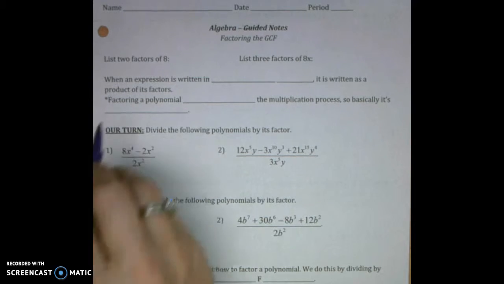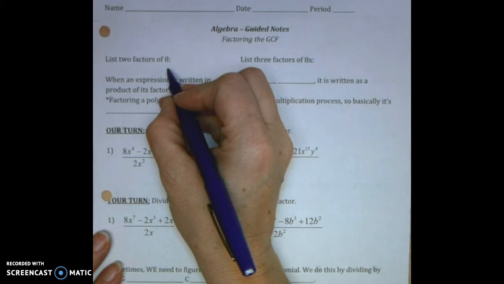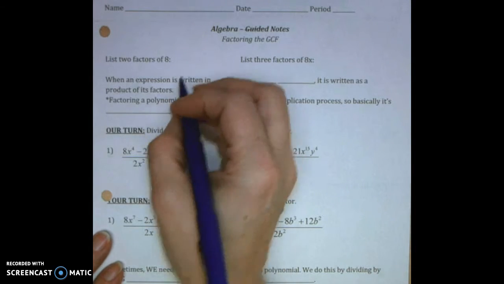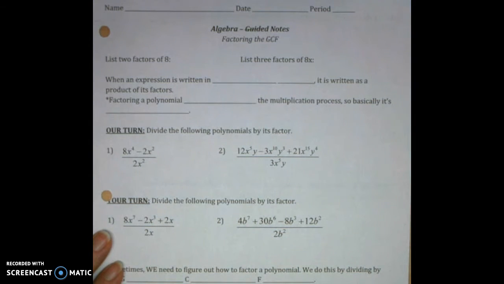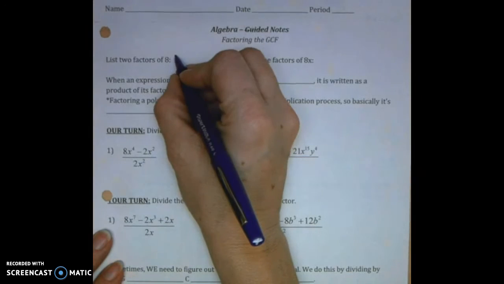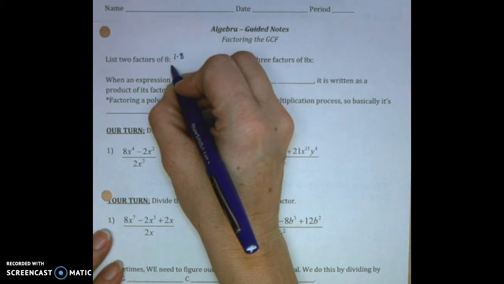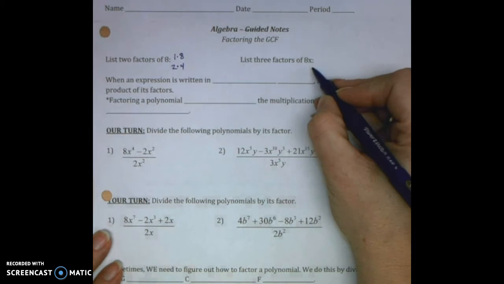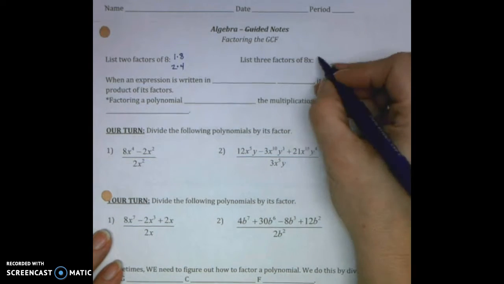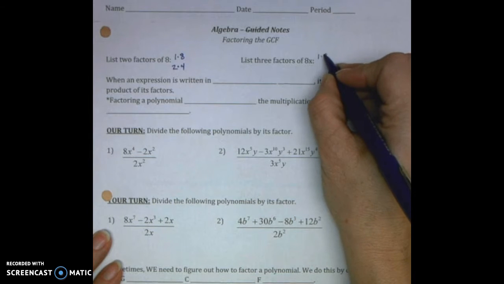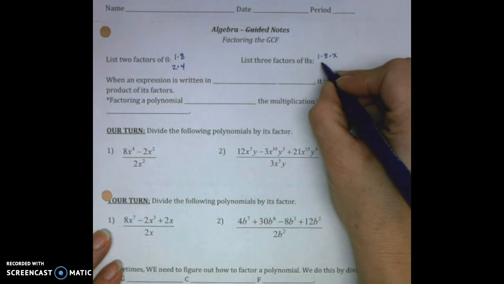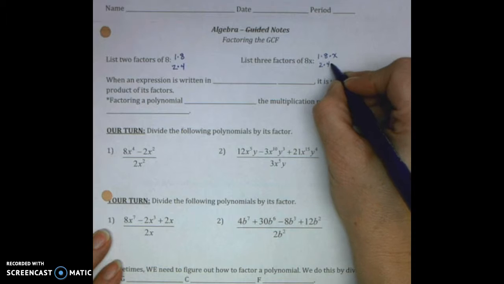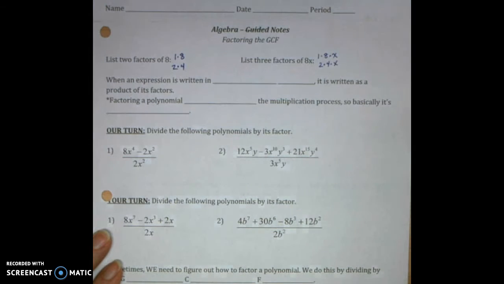So let's look first at the number 8. If I wanted to find two factors of 8 that I would multiply together to get 8, I could choose 1 times 8 or I could choose 2 times 4. Okay, if I want to find factors of 8x, I might choose 1 times 8 times x, or I might choose 2 times 4 times x.